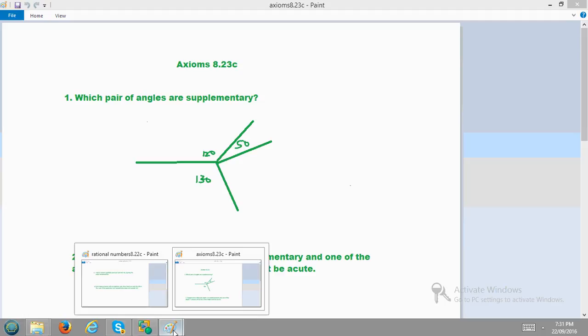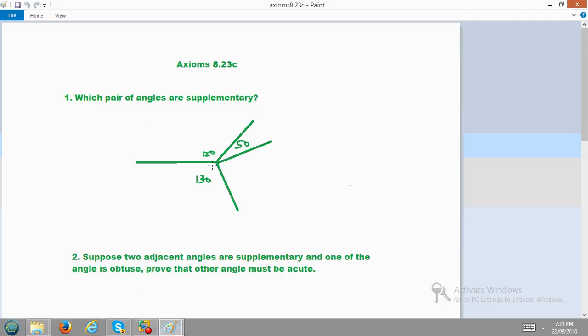First question: which pair of angles are supplementary in the given diagram? Supplementary means, if we observe these two are given, 130 degrees plus 50 degrees equals 180. So these two angles are supplementary. And also, incidentally, these two angles are also supplementary.